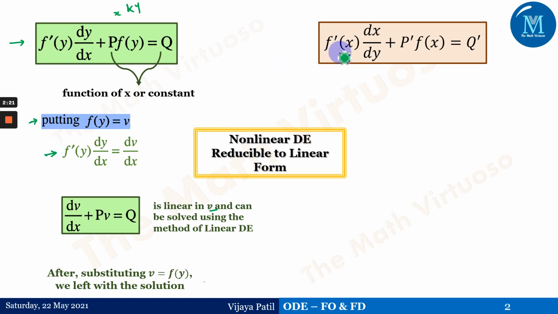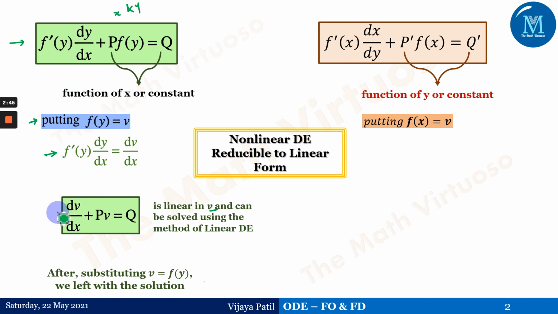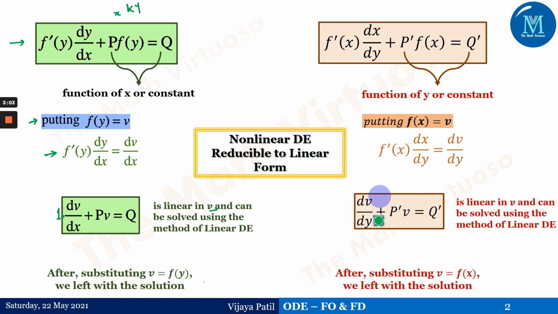Then the second form goes as f dash of x dx upon dy plus p dash f of x is equal to q dash. It's almost along similar lines, where p dash and q dash are functions of y or constants. Then again we do the same thing, because we have f of x here with the coefficient of p dash, and f dash of x is the coefficient of dx upon dy. That's the reason after substitution we get dv upon dx with the coefficient as 1. That means we have reduced it to the linear form. That is the requirement: for dv upon dx or dy upon dx, the coefficient has to be equal to 1. In this way we can reduce it, and the same thing will happen for the other form as well.